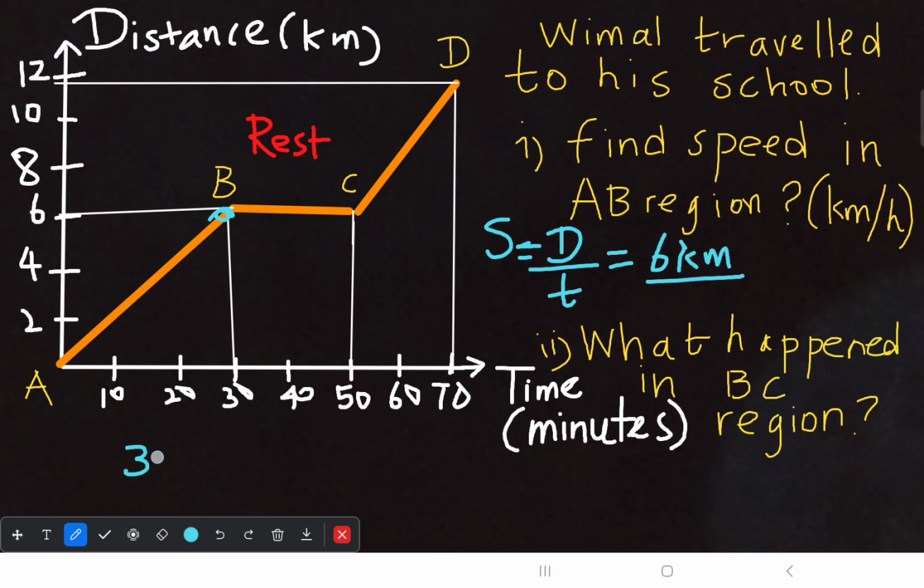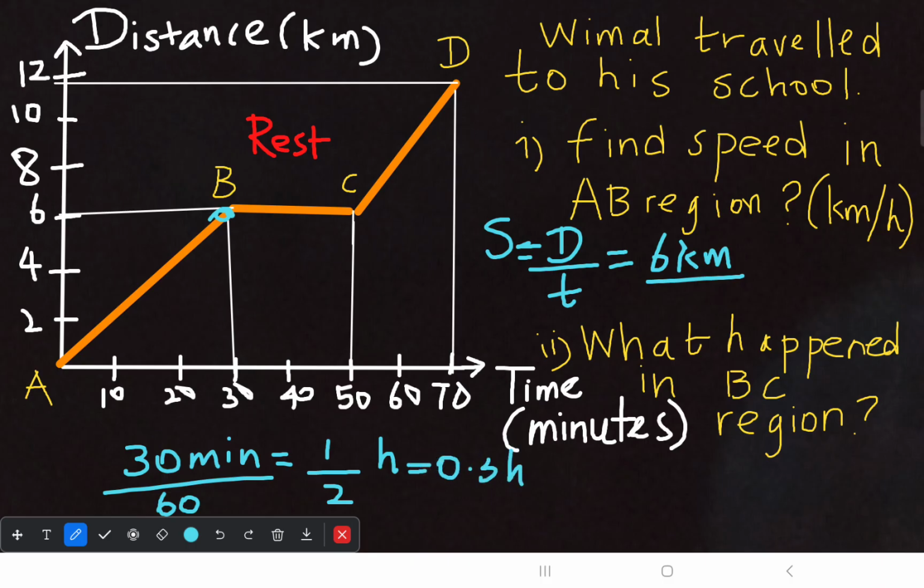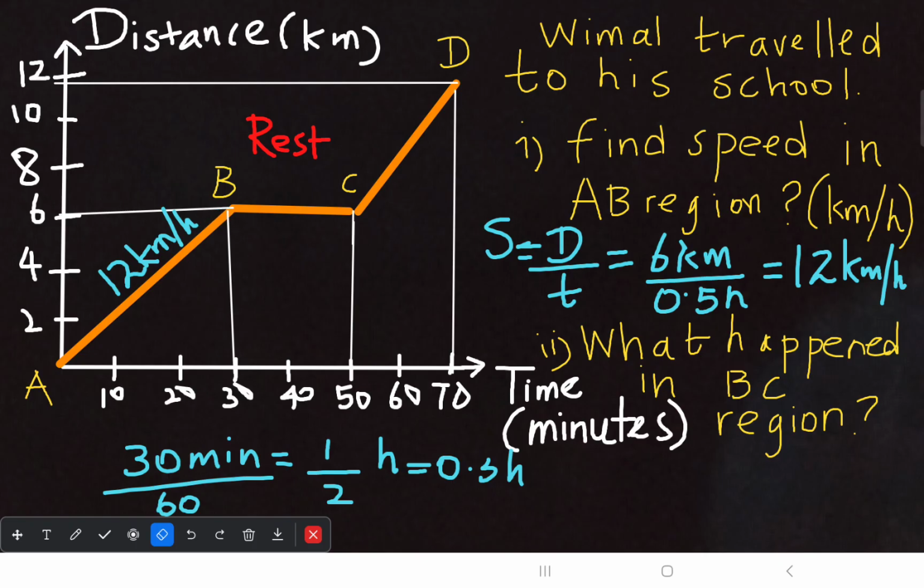If it is 30 minutes, in hours that is half an hour, because 30 upon 60 gives you half. Half means 0.5, so here we will use 0.5 hours. When you simplify, 6 divided by 0.5 gives you 12 kilometers per hour. In this region, the speed of Vimal is 12 kilometers per hour.